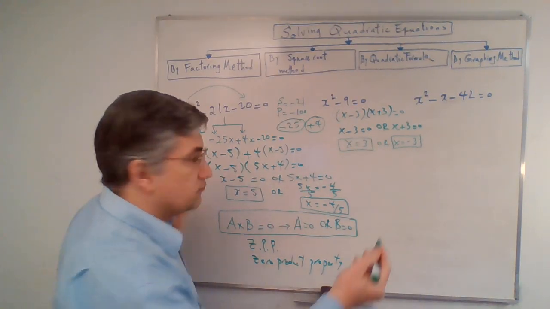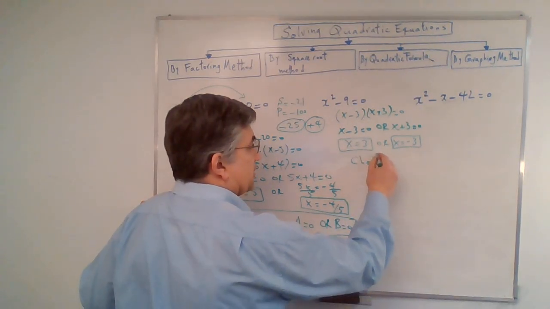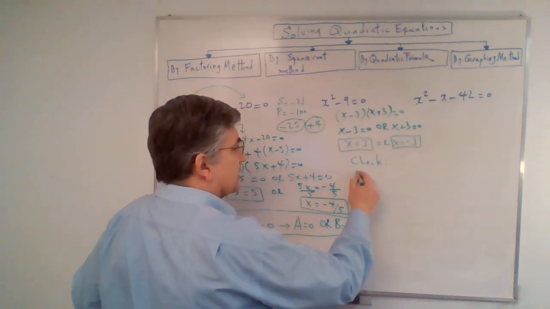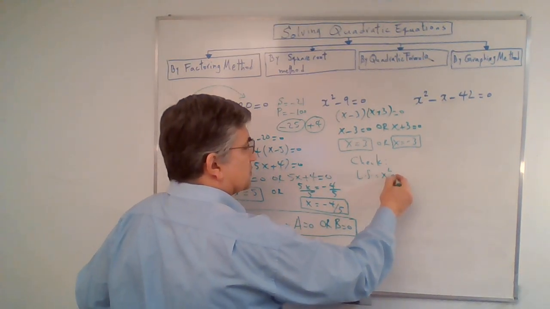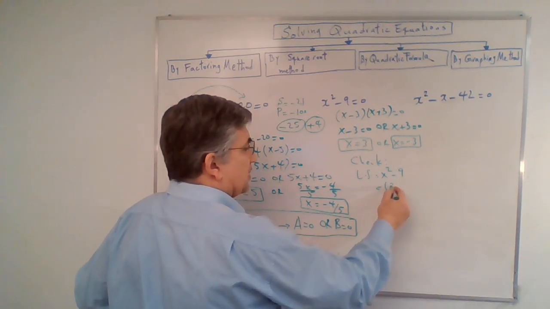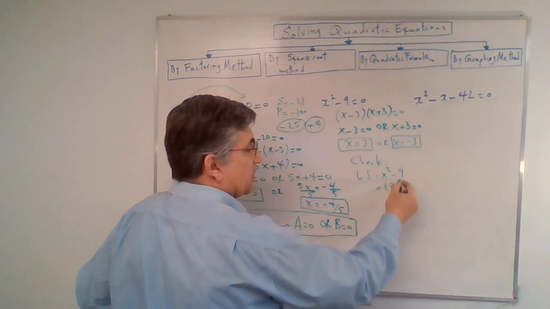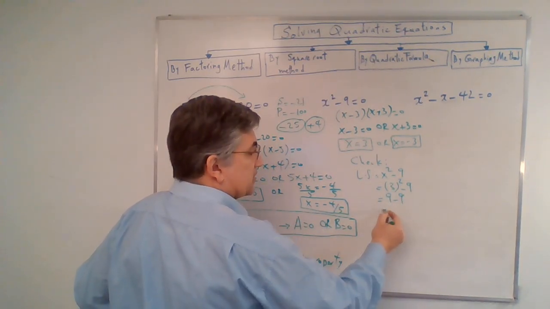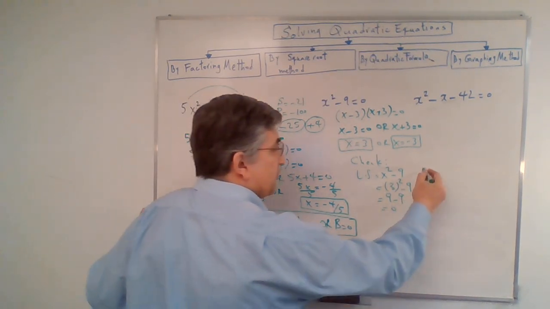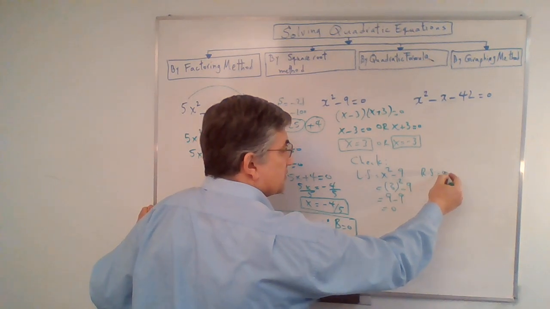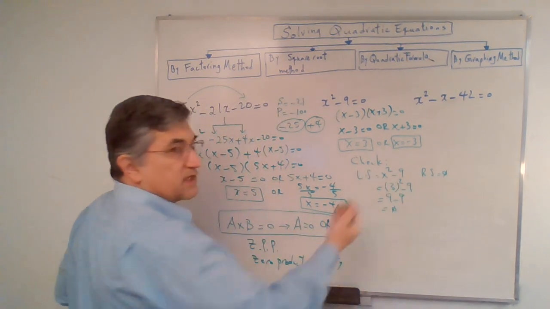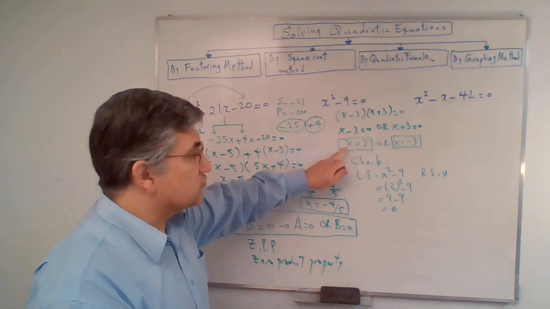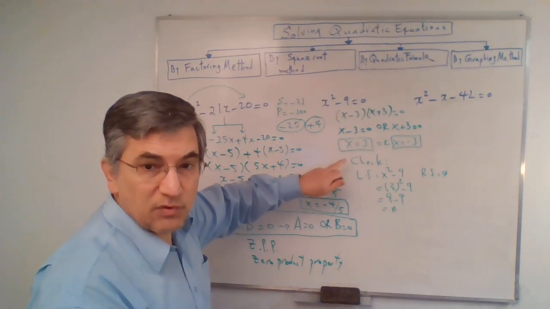I can do a quick check here. I can say left side is x squared minus 9. And when I'm plugging in 3 for x, I end up with 9 minus 9, which is 0. And the right side happened to be 0 as well. So left side is equal to right side. And this root I got satisfies the equation.